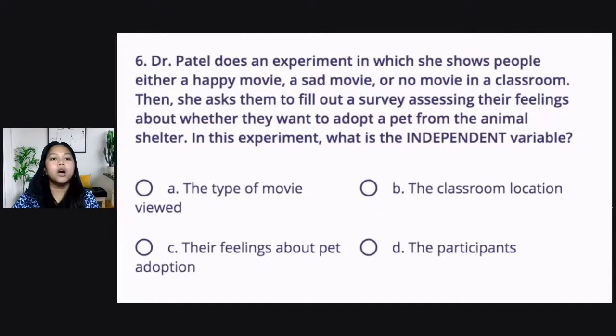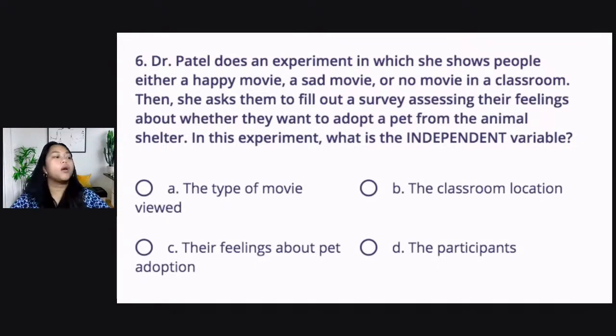Number 6, Dr. Patel does an experiment in which she shows people either a happy movie, a sad movie, or no movie in a classroom. Then she asks them to fill out a survey assessing their feelings about whether they want to adopt a pet from the animal shelter. In this experiment, what is the independent variable? Is it letter A, the type of movie viewed? Letter B, the classroom location? Letter C, the feelings about pet adoption? Or letter D, the participants? Which one is the best choice for number 6?